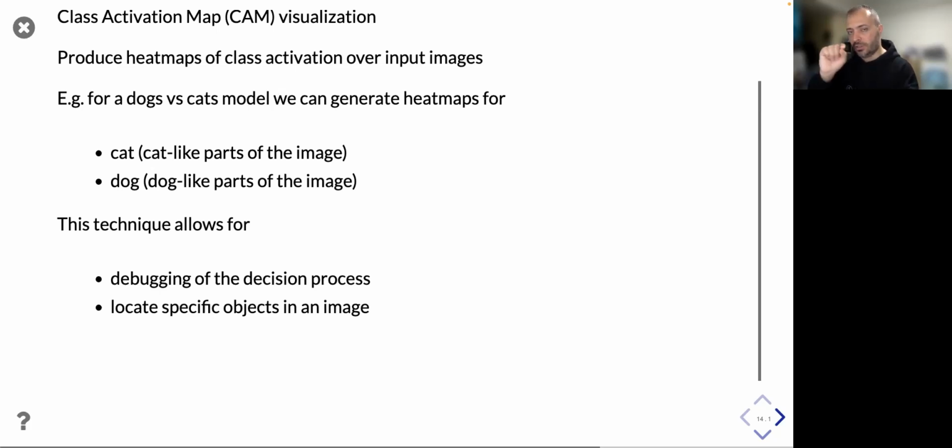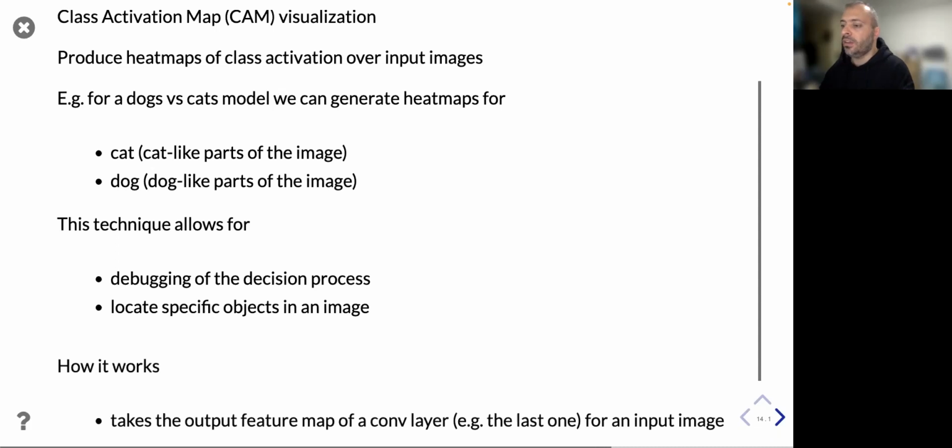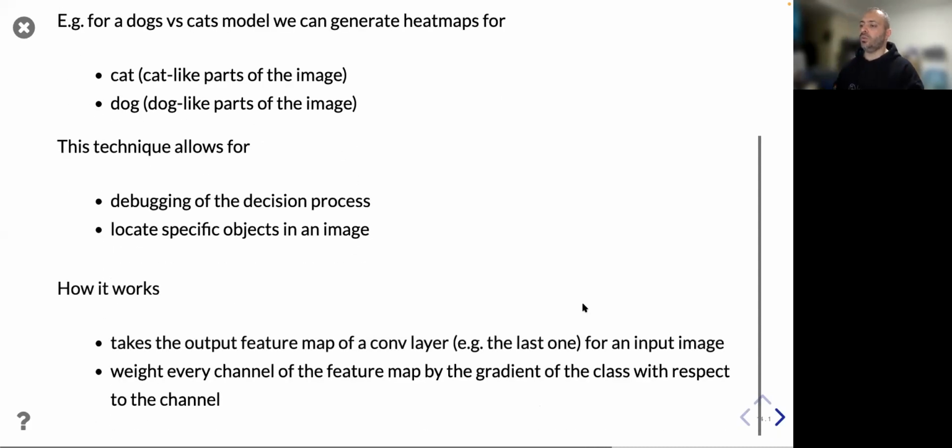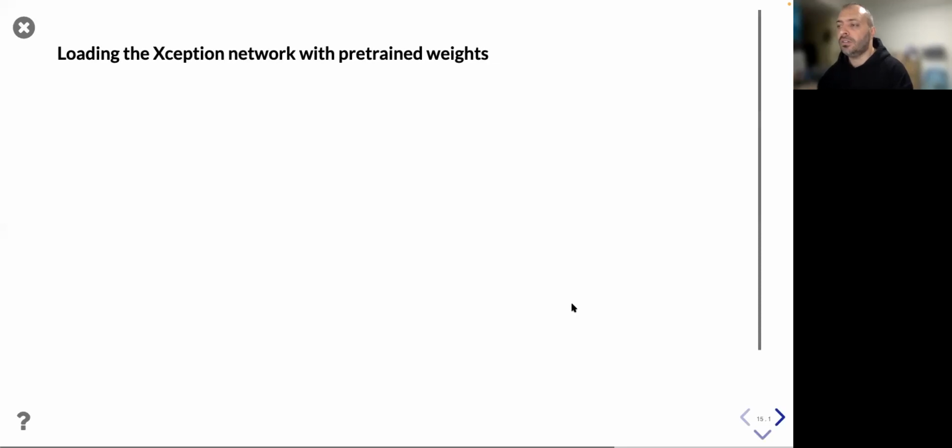So if you don't have segmentation annotation, you can build a classifier and you can use this in order to see, okay, where is it more or less the object we are looking for. And this is how it works. The idea is that we take the output feature map of a convolution layer, usually the last one, for a specific input image. And we take this output feature map and we weight every channel based on the gradients for the specific class. Let's see in code how this works to understand a bit better, because it's not very clear, I guess, right now.